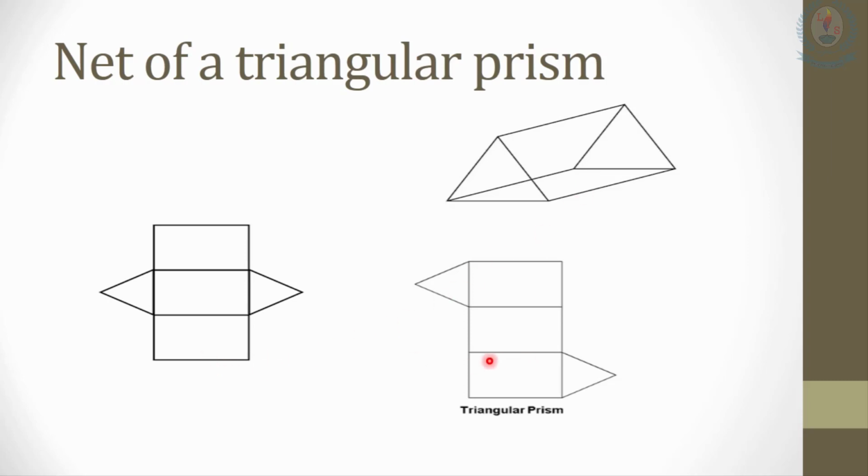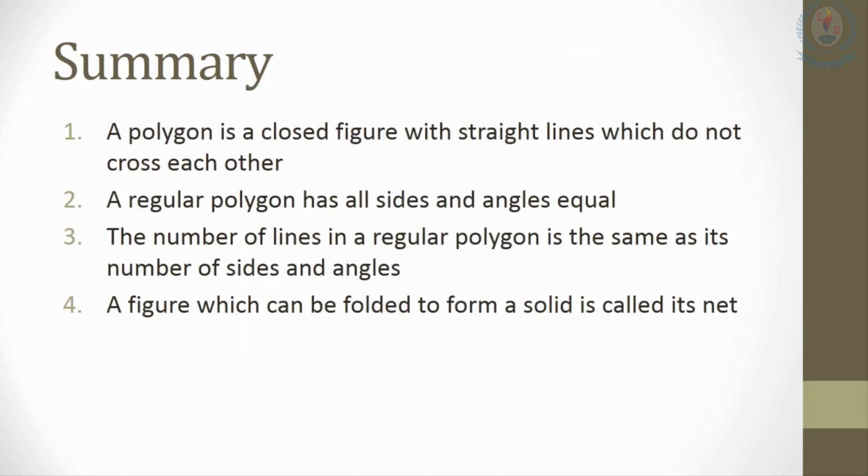Look at these. These both are the nets of a triangular prism. 3 rectangles, 2 triangles. By folding this, we can make a triangular prism. Remember, according to the number of faces of the solid, we can understand what the net is. Now I think it's very clear to you.